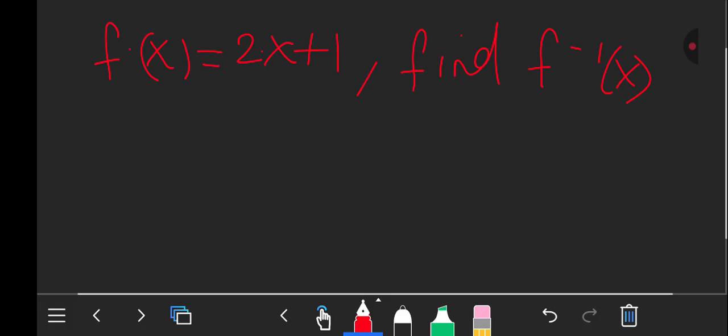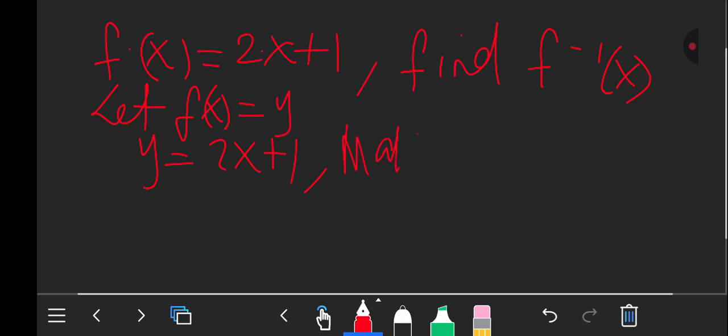So the first step you need to do here is let f of x be equal to y, meaning that I'll have y is equal to 2x plus 1, right? Then make x the subject. That is the second step. So make x the subject of the formula.